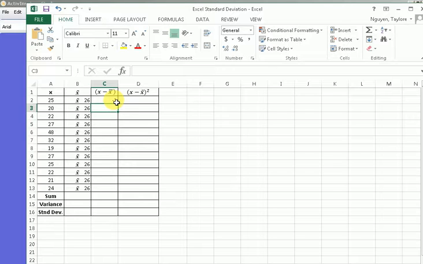I don't want that value to be the same all the way through. I'm not going to add the dollar signs. I want it to apply the difference for all of these, right? So I'm just going to drag and drop. 48 minus 26 is 22, right? So you get all of these values here. 24 minus 26 is -2. Does that make sense? So it found the differences for you, so you didn't have to do it by hand.